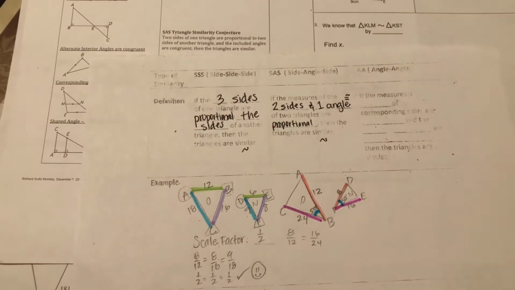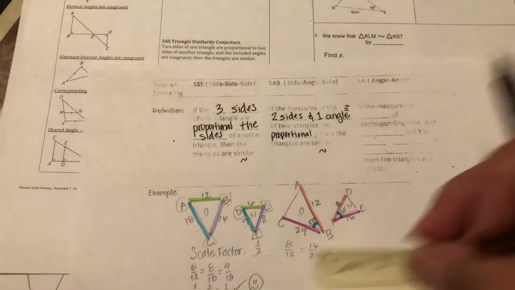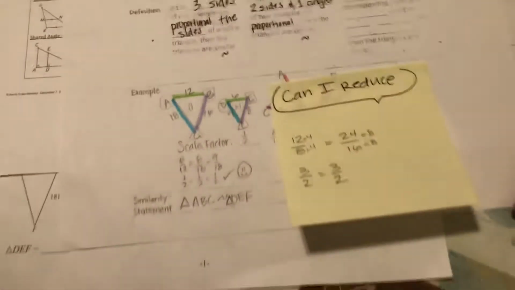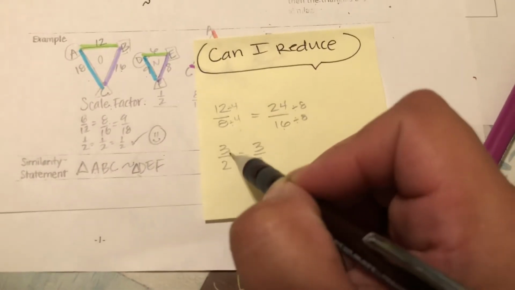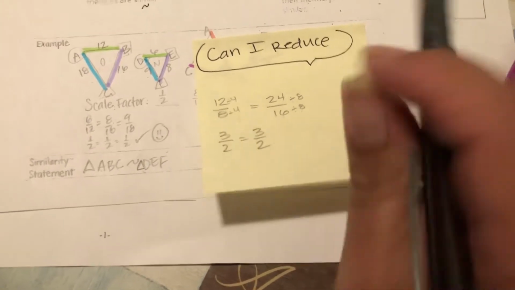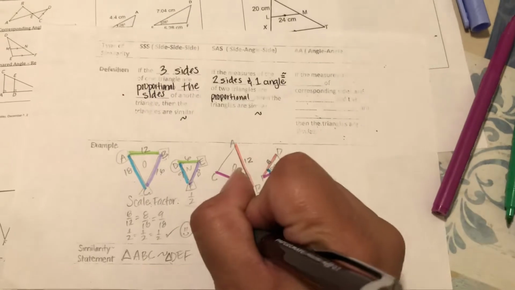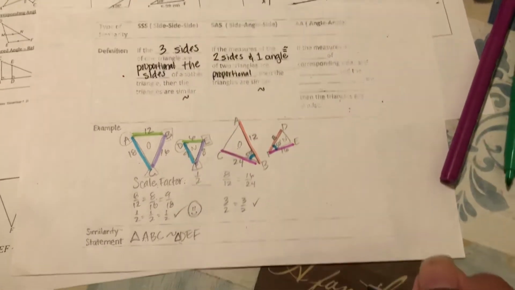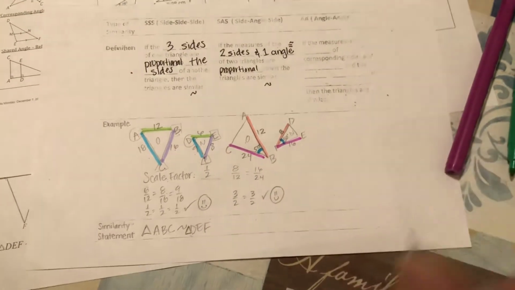Okay, so can I reduce? I have my little handy dandy sticky note, and yeah, if I look at 12 over 8, I can reduce by the greatest common factor of 4, which gives me 3 over 2. I can reduce by 8 on this side, which also gives me 3 over 2. So are these triangles similar? Yes, they are. So what am I going to do? It went to 3 over 2 and is 3 over 2. Check. These are similar. Happy face, because math is fun.